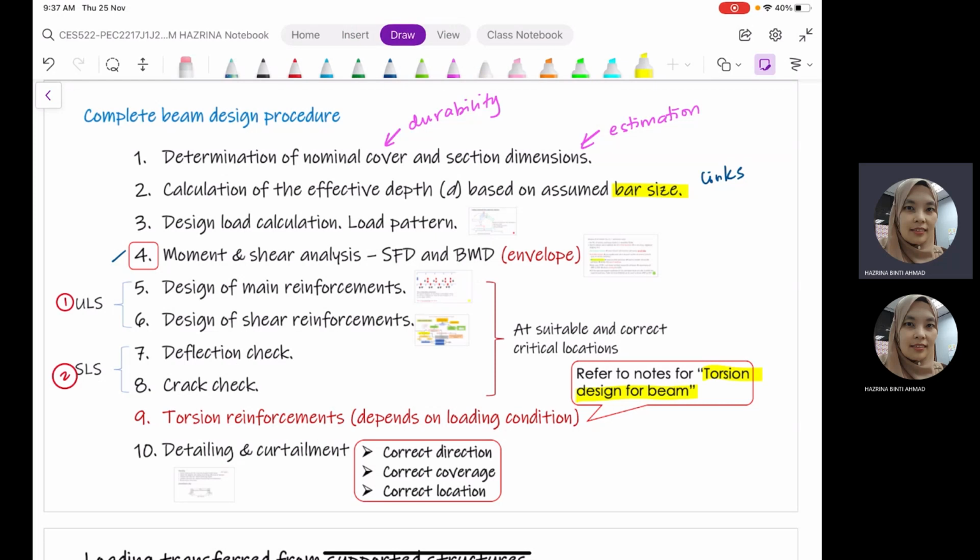If it is to cater for the tensile forces, then it has to be within the tensile region. And if it is meant to cater for the compressive forces, it needs to be at the correct location. So you cannot make a mistake on this, because this is the main medium that we are going to use in order to communicate with the contractors.